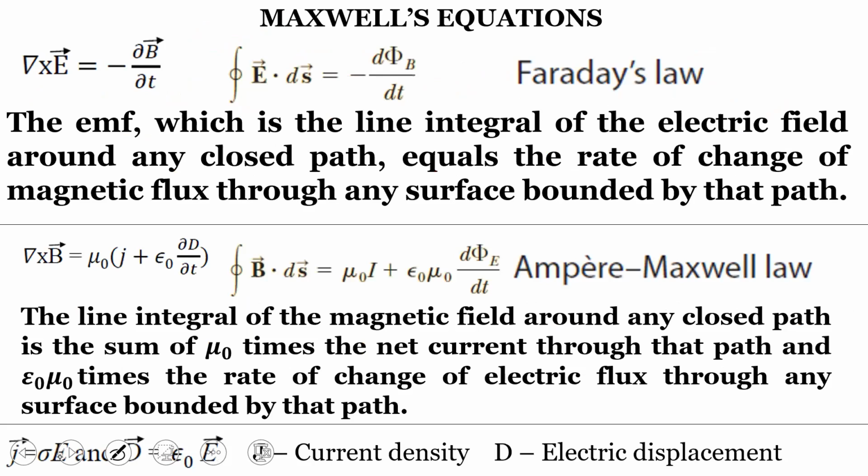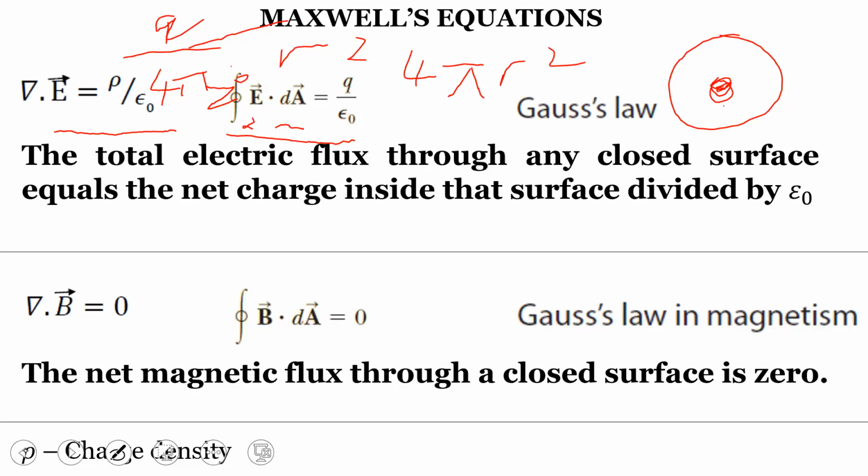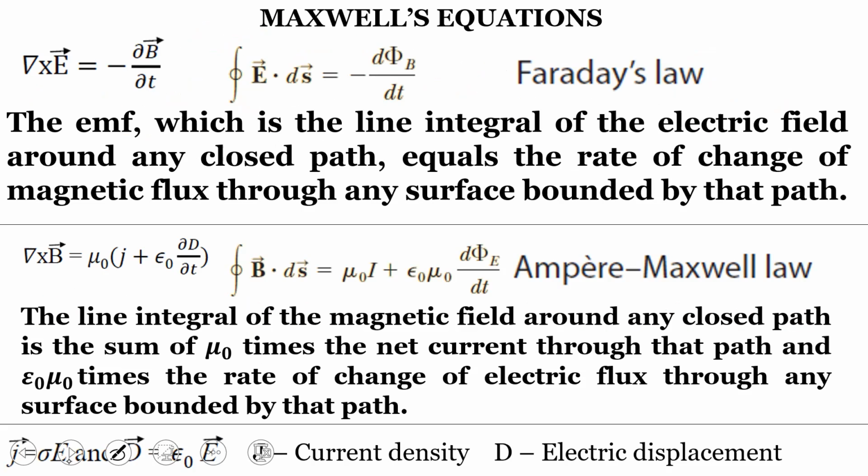And we have the third and fourth laws. Instead of the divergence of E and divergence of B, these are called curl E and curl B.